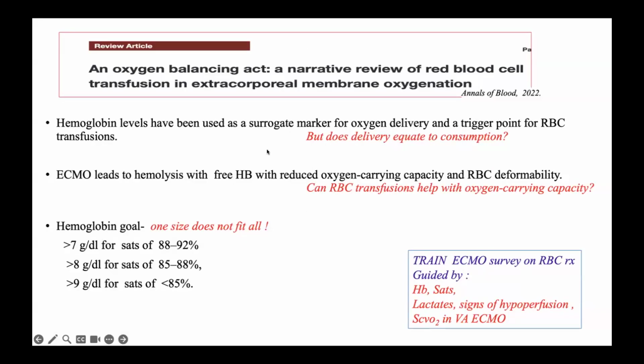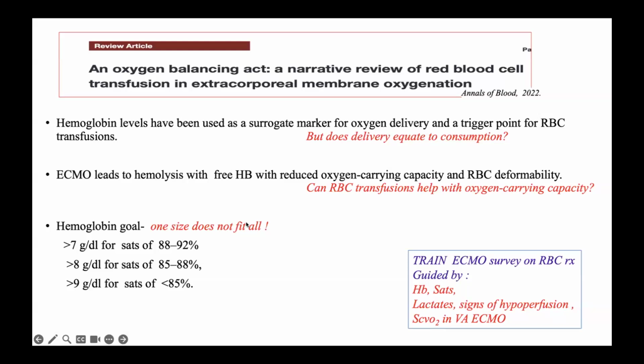So first, let's talk about RBC transfusions. Now, hemoglobin, we've always been chasing hemoglobin, saying that it's a surrogate marker for oxygen delivery. But does delivery equate to consumption? Just because the hemoglobin is only 10, by giving and increasing the hemoglobin to 12, are we going to improve our oxygen carrying capacity, especially when you're causing more RBC deformability?